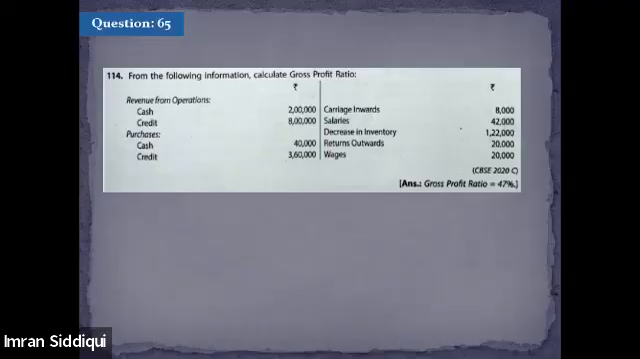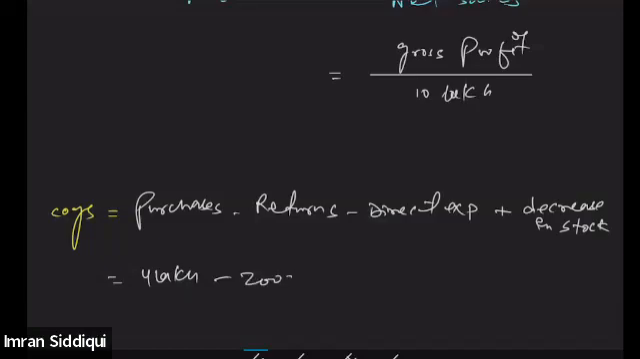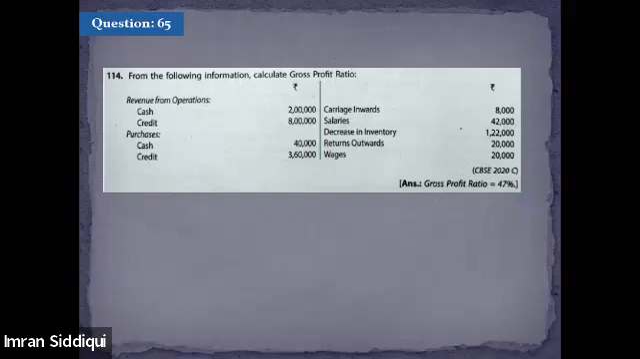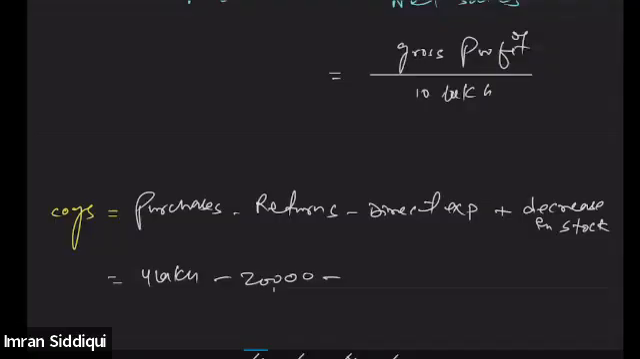Understood, everybody? Then we subtract the return outward, which is purchase return, 20,000. All direct expenses need to be added, which include carriage inward and the wages, 20,000 and 8,000. So that is 28,000. And we will add the decrease in inventory, which is given as 1,22,000. And after doing the calculation, you must be getting 5,40,000.